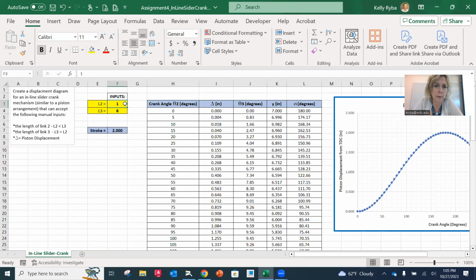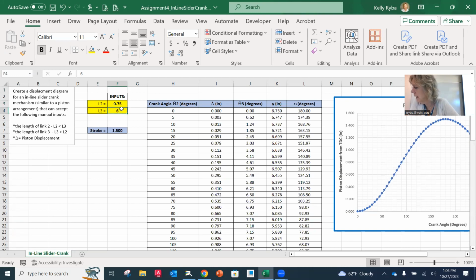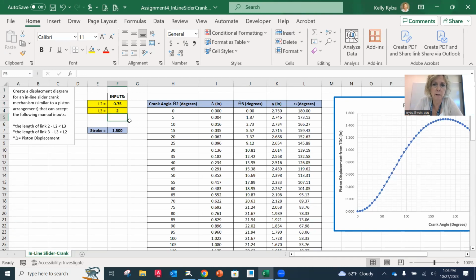Now, what you want to be aware of is L2 and L3. L2 will always be your crank, because that's the designation for it. L3 is going to be your connecting rod to your slider. So in our case, for this illustration, we have a crank that is 0.75 and a piston that is 2 inches. And you'll notice that our stroke is automatically calculated here at 1.5 inches.